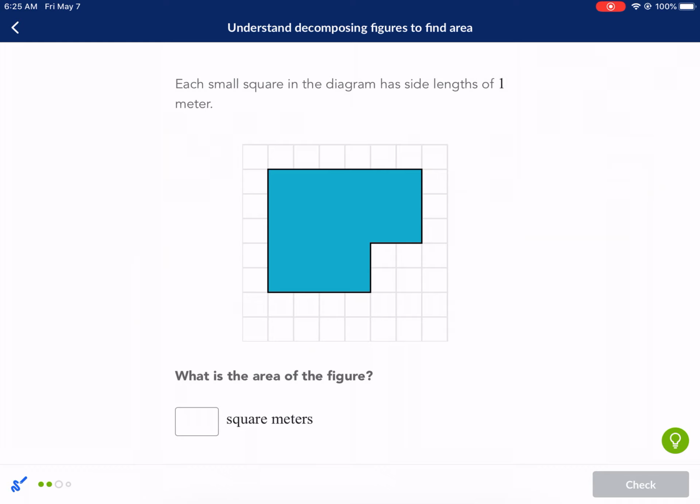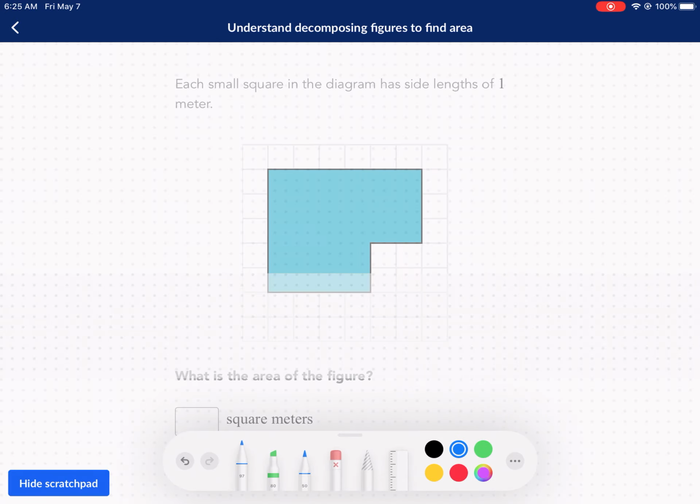Each small square in the diagram has side lengths of 1 meter. What is the area of the figure? Okay, so this one, because it's on this coordinate plane, I mean, we could do 2 things. We could split it into 2 rectangles and find that, or we could just count the total number of squares. So you can see that we have a square. I'm going to use this, it's a little bit bigger. 1, 2, 3, 4, 5.